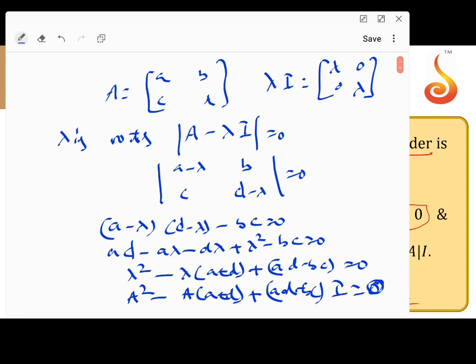If you write the matrices, each term should have a matrix. But what is λ here? A, because λ is the root of the equation. So now A² − A(a + d) + (ad − bc)I. ad − bc is nothing but det A. So a + d means the sum of the diagonal elements. That means the coefficient of A is minus the sum of the diagonal elements, and the coefficient of I is the determinant of the given matrix. I hope this is clear. It's very useful for solving objective questions, and it saves time.